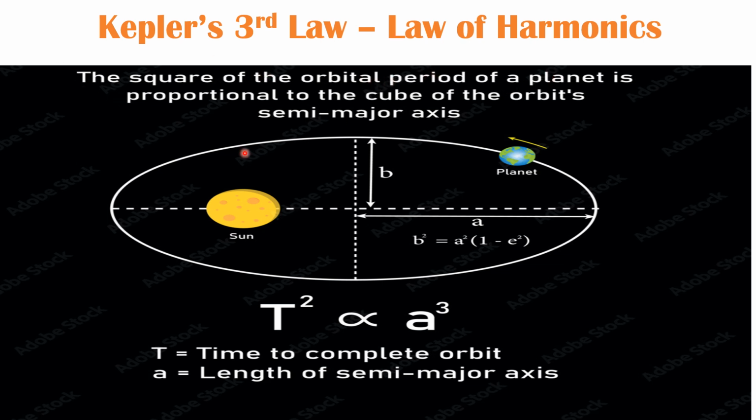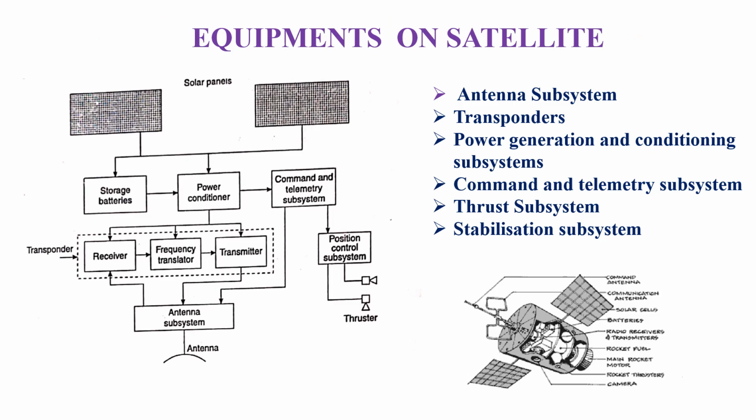planet is proportional to the cube of the orbit's semi-major axis. Here, a is the semi-major axis and b is the semi-minor axis, and T squared is the period of a planet around the sun, and a is nothing but the semi-major axis. So T squared is proportional to a cubed, where T is the time taken to complete the orbit and a is the length of the semi-major axis.